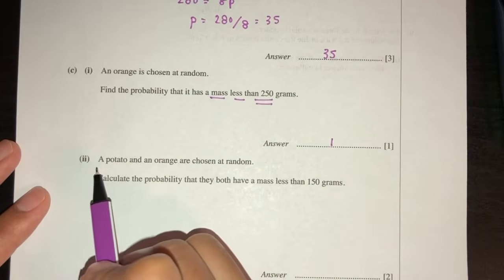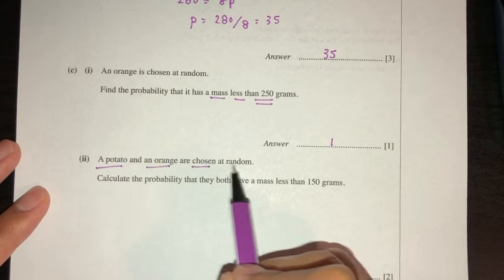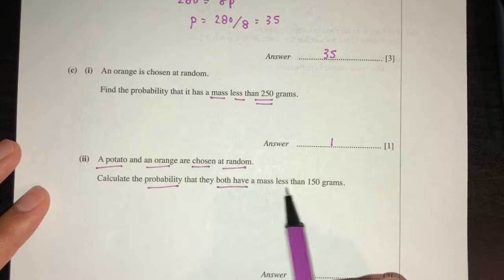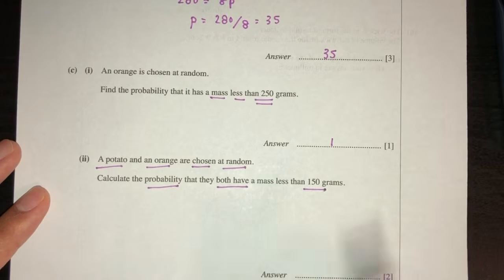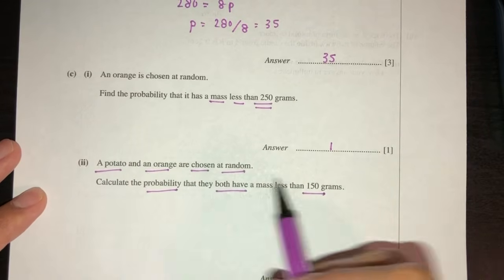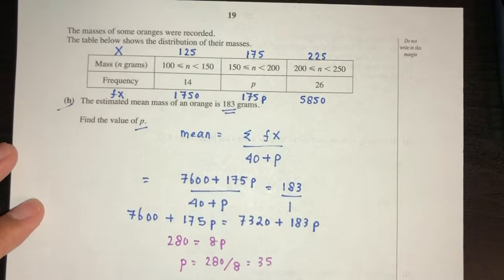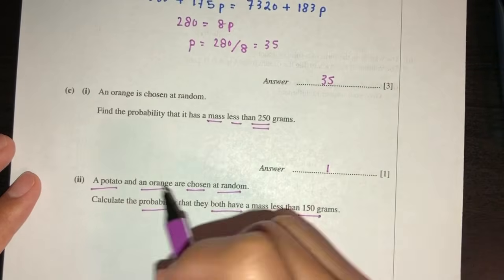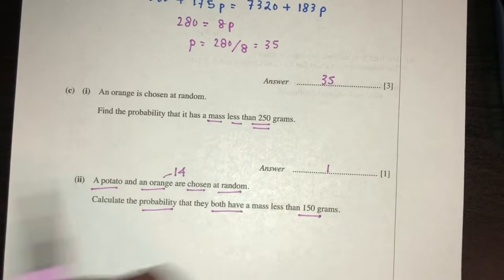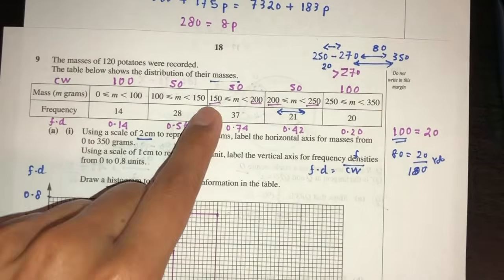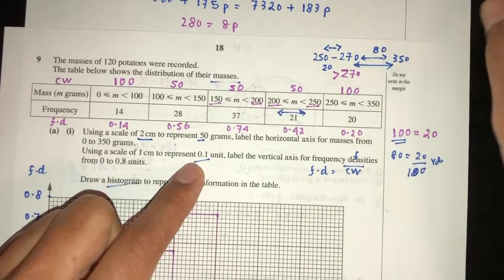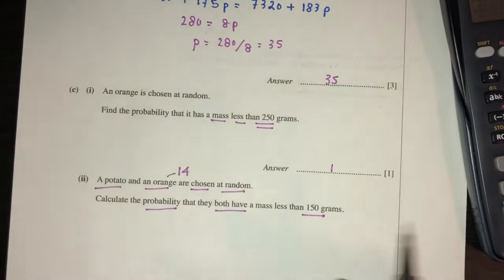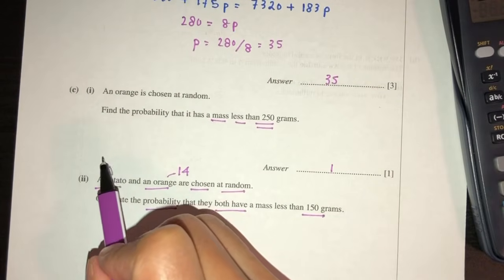Now part 2, a potato and an orange are chosen at random. Calculate the chance that they both have mass less than 150. So let's see. Let's find the number of oranges having a mass less than 150. So less than 150 will be 14. Orange will be 14. And how about potato? For less than 150, that was this 2. That will be 14 plus 28. That will be 42. So potato will be 42.